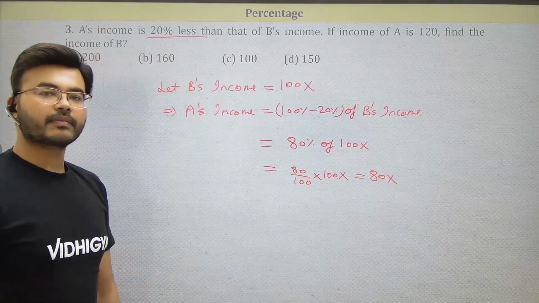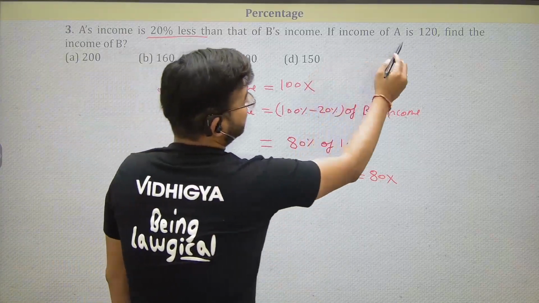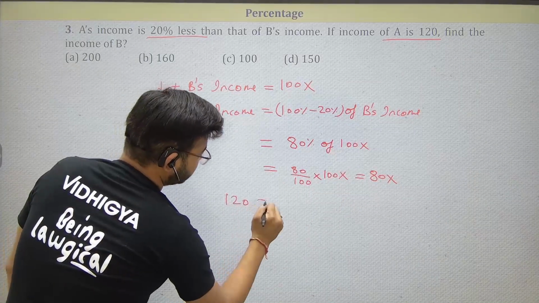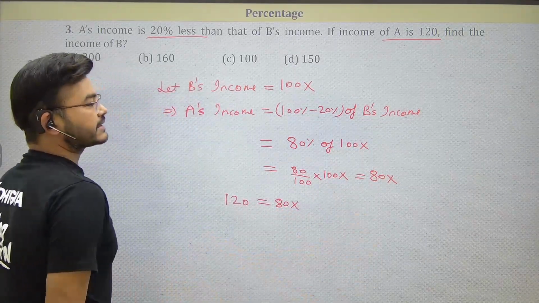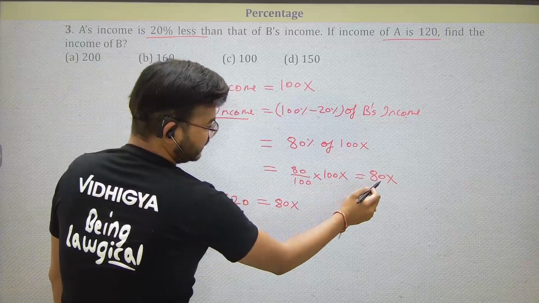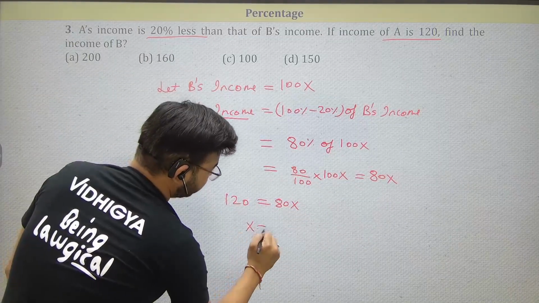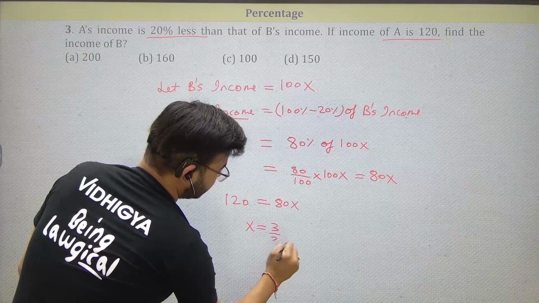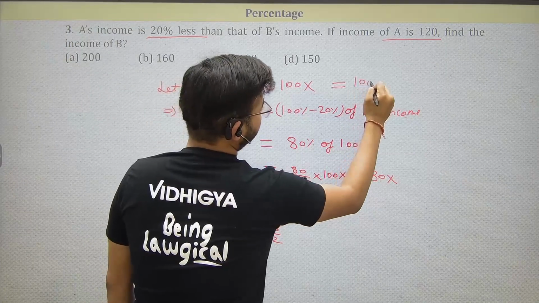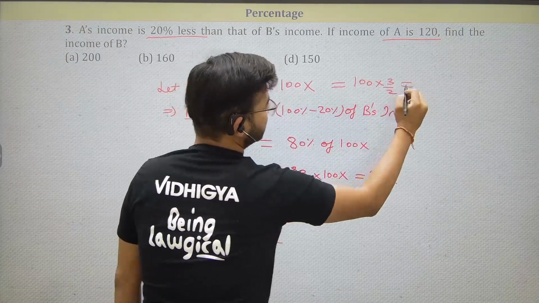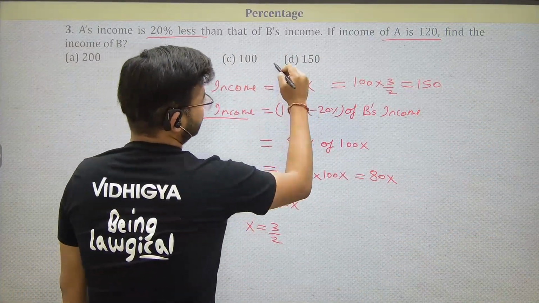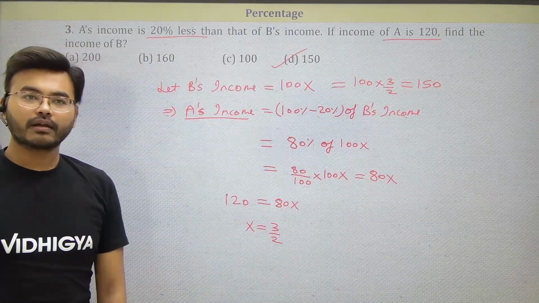So this will come out to be 80x. Okay. And if the income of A is again 120, and A's income is 80x, that means 120 is equal to 80x, because A's income is already given to us. It is 120. And from this relation, we got this value as 80x. So from this, the value of x will come out to be 3 by 2. So we substitute this value over here. So this becomes 100 into 3 by 2. So that becomes 150. So B's income will be 150.